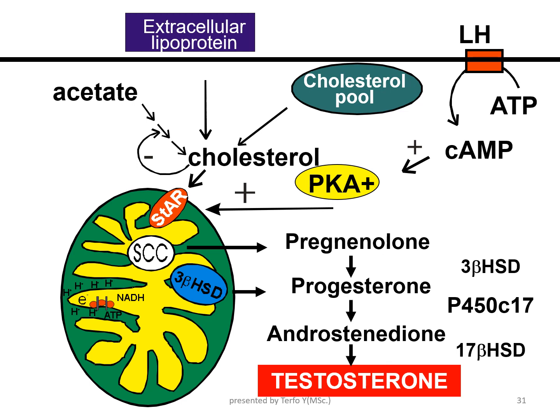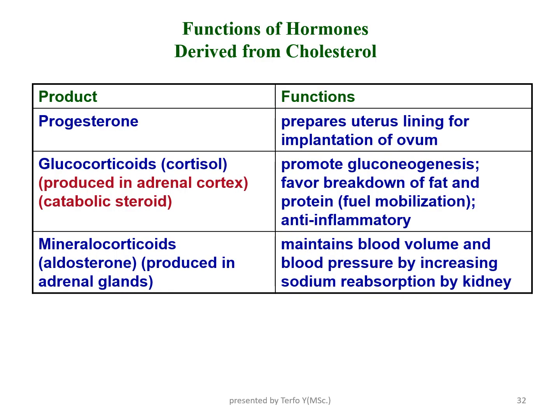So steroid hormones can be synthesized by this scenario. As you see in the diagram, testosterone can be generated from androstenedione, and androstenedione can be generated from pregnenolone. So this is the mechanism of how different steroid hormones can be synthesized.